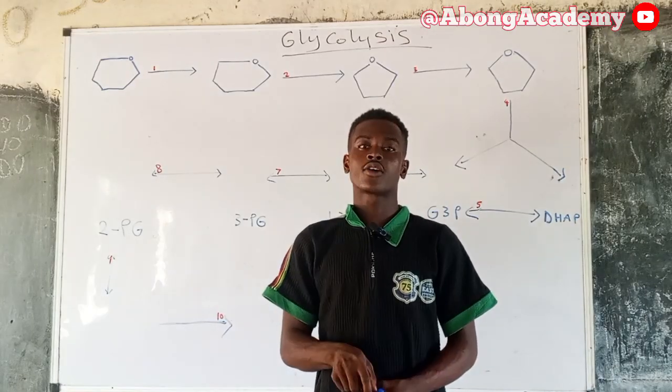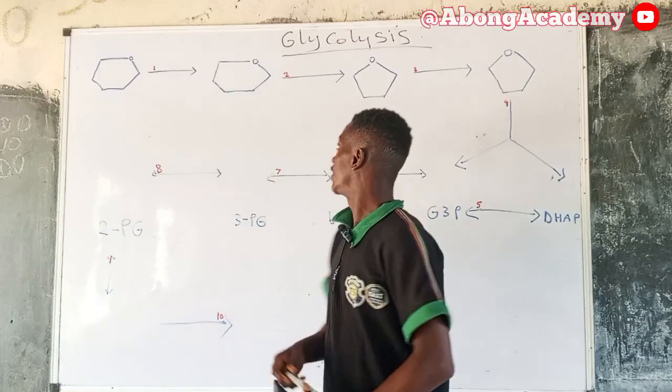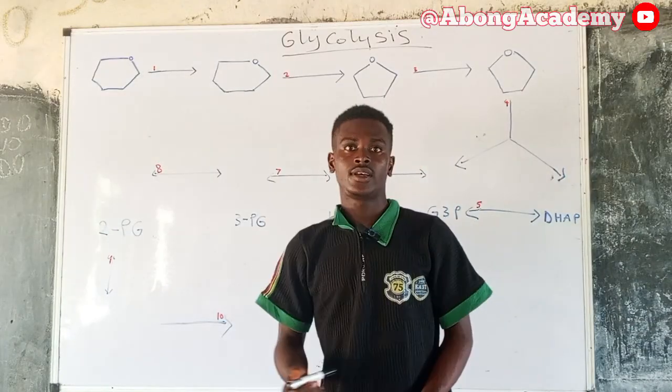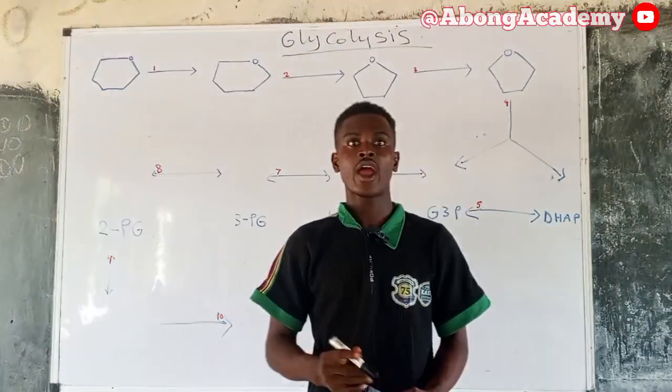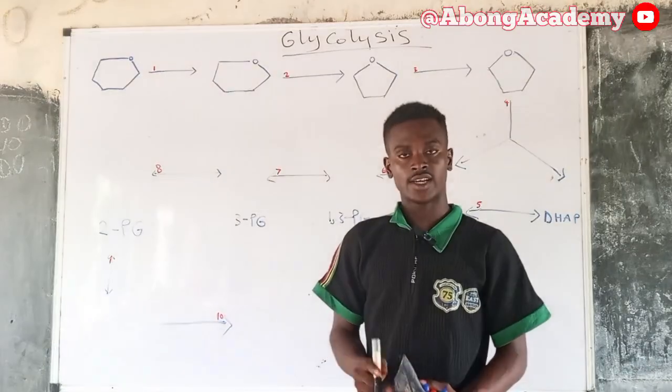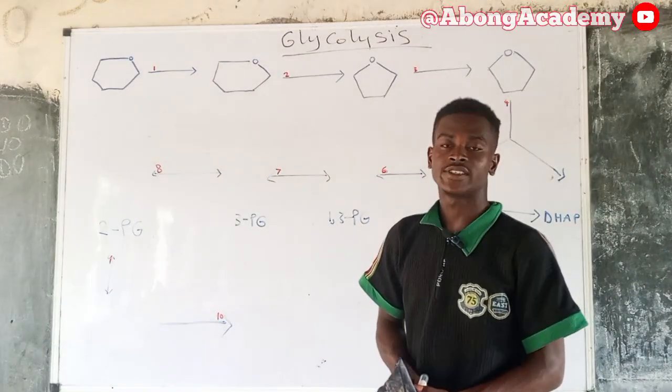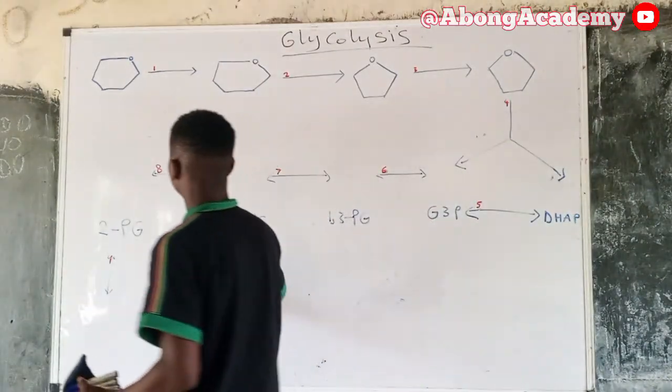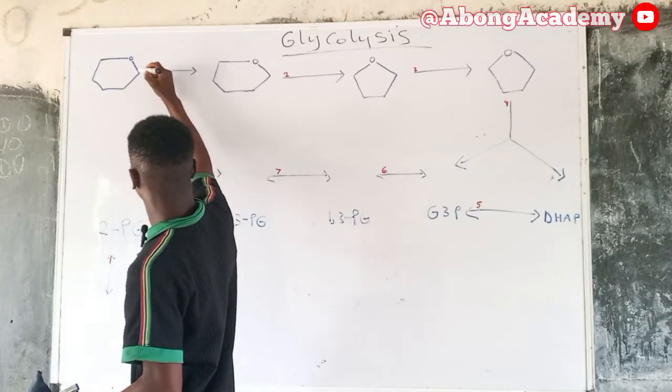In this video, we are going to talk about glycolysis. It is a catabolic pathway where glucose is converted to pyruvate. Let's go straight to the point. This is a glucose structure.